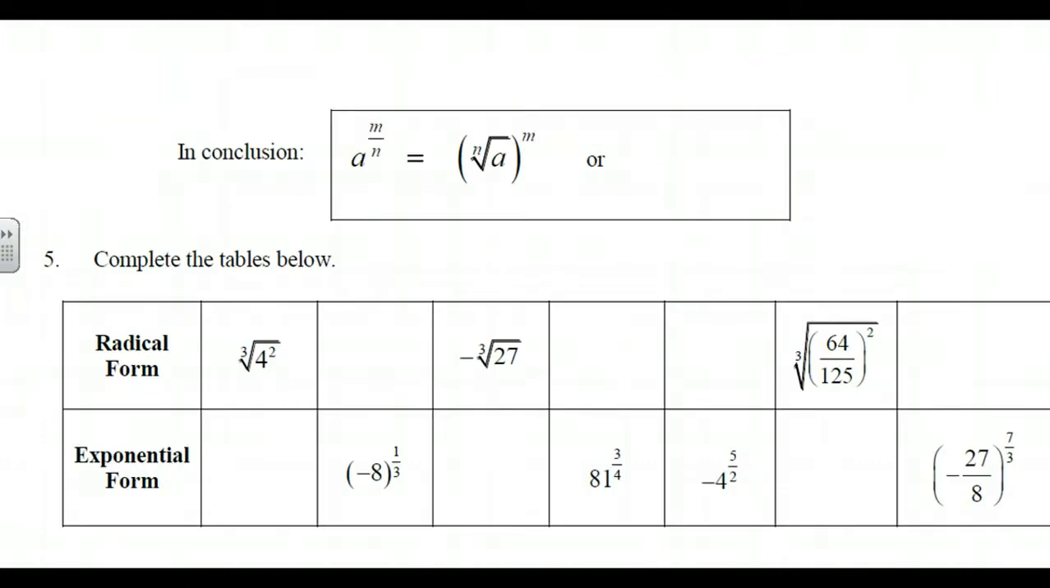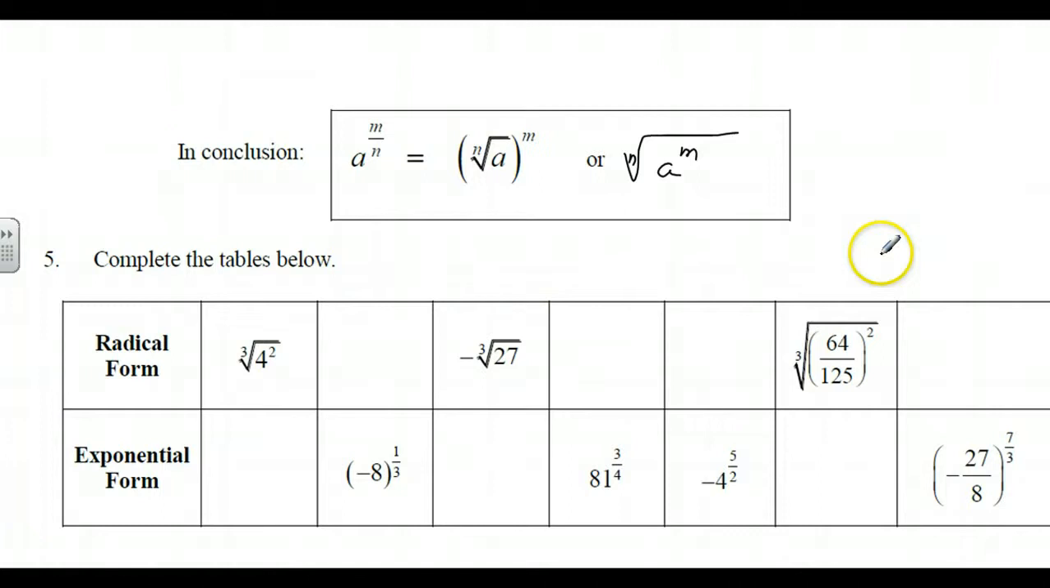In conclusion then, we say that a to the m over n is the nth root of a. Take the root first, then raise that to the power m, or order of operations wise, you do exponents first, so you would raise a to the power of m and then take the nth root. This is the easily doable without a calculator form.